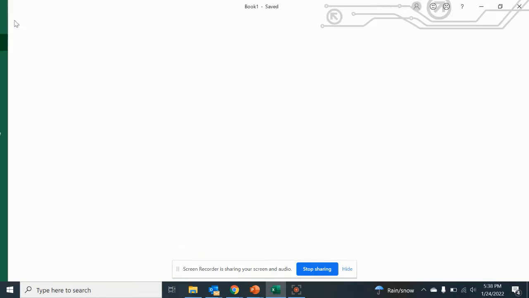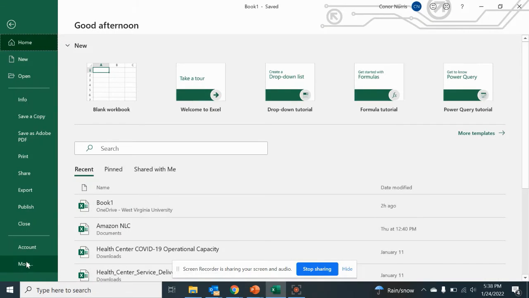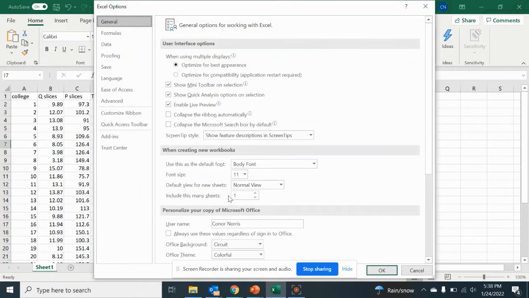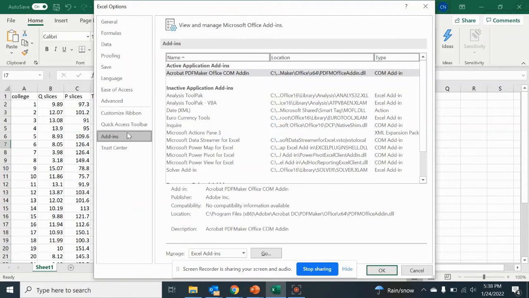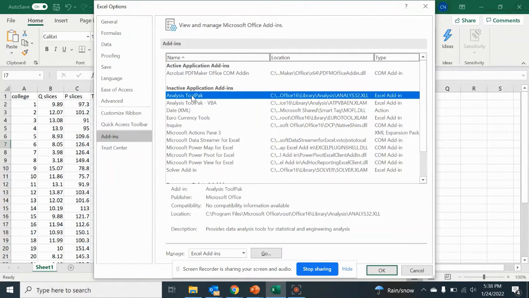To do that, go over here to File, and I have to go under More. You might not have to, but you want to click on the Options tab. Under the Options, look on the left here for Add-ins. Click on that, and then click on the Analysis Tool Pack. That's the Excel add-in we want to use.